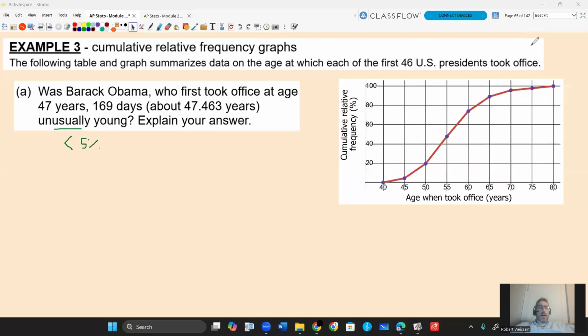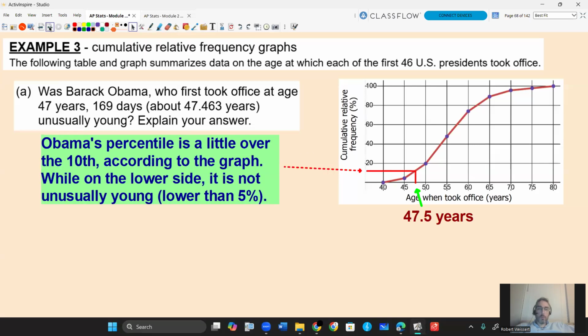So let's look at the percentile for Barack Obama. What we're going to do is look at 47 and a half, roughly about here, and move it over to the percentage side. So we got the age. Percentile looks like it's going to be halfway between 0 and 20, so I'd say it's around the 10th percentile. So it's young, but is it unusually young? I would say no. While it's on the lower side, it's not unusually young because it's not below 5% of the data.